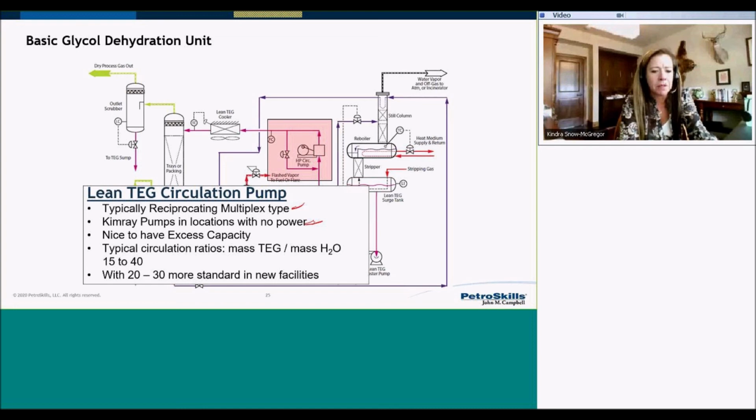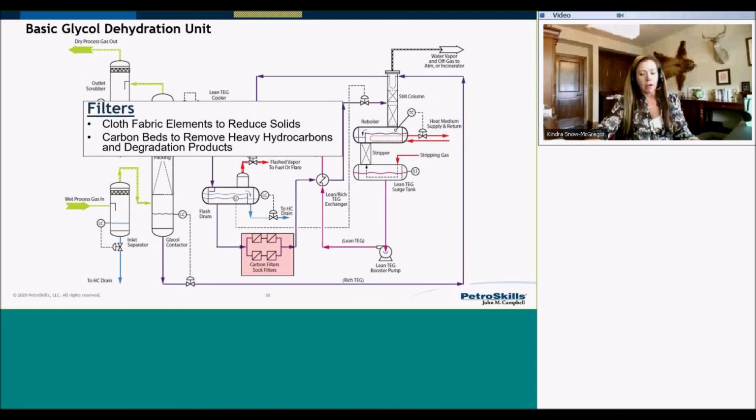And when we start looking at the key performance parameters, I'm going to be talking about my typical TEG circulation ratios in terms of mass of TEG per mass of water. And so typical mass TEG, so a pound of TEG per pound of water, is 15 to 40, all right? And for new facilities, generally we see 20 to 30 to be more standard. So that gives you an idea of what those circulation rates look like.